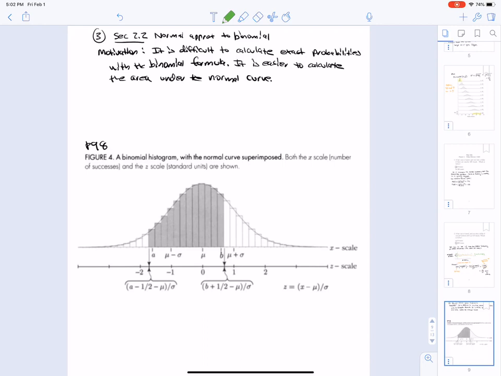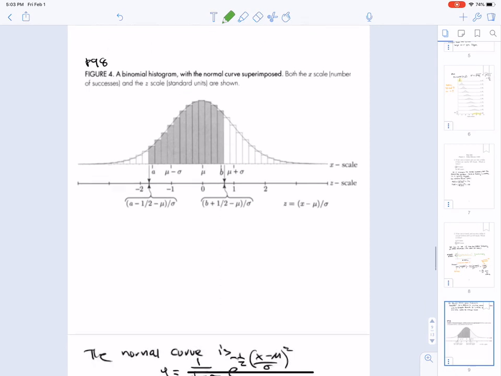There is what's called a continuity correction here. We've added 1/2 to B and we've subtracted 1/2 from A because the blocks are always width 1 and the integer is in the middle of it. So that's why we subtract 1/2 and add 1/2. But we'll talk about continuity correction next class.